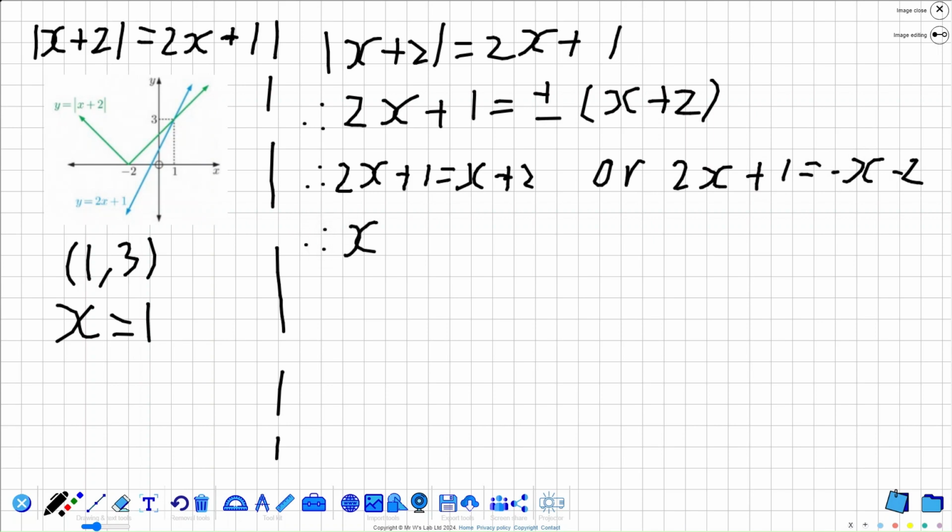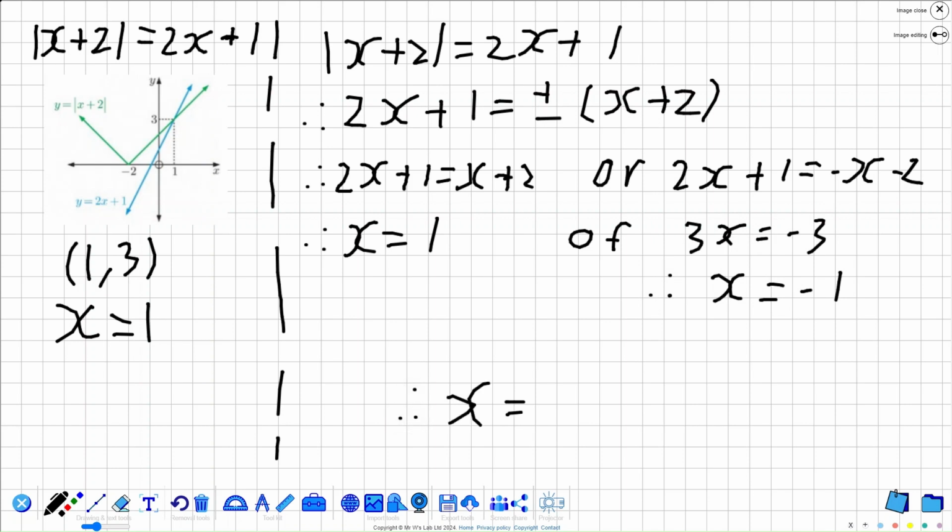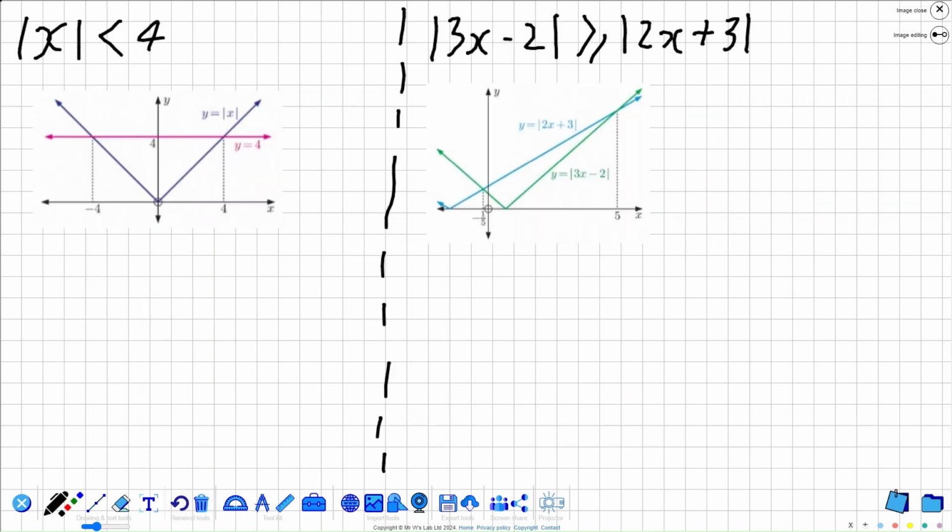So x = 1, or, when we evaluate this next one, we'll have 3x = -3, therefore x = -1. So that gives us two options: x = 1 or -1. And we know that in the graphical example we got 1, and that was one of the examples when we did it algebraically.